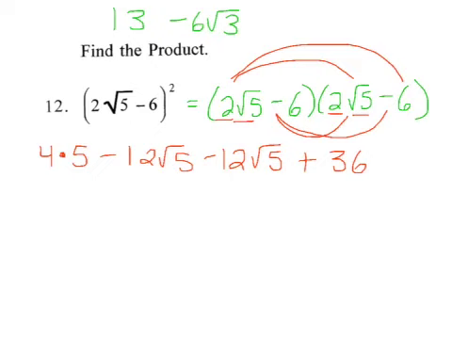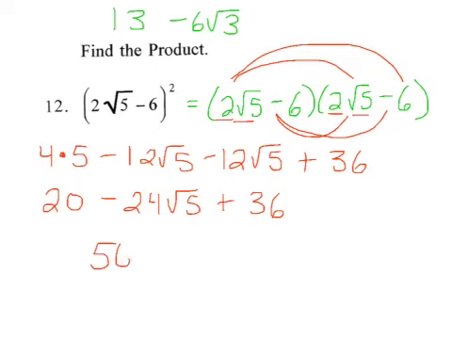So let's do some simplifying. 4 times 5 is 20. Negative 12 root 5 minus 12 root 5 is negative 24 root 5. And then we still have that plus 36 in the back. So our final answer is going to be 56 minus 24 root 5.